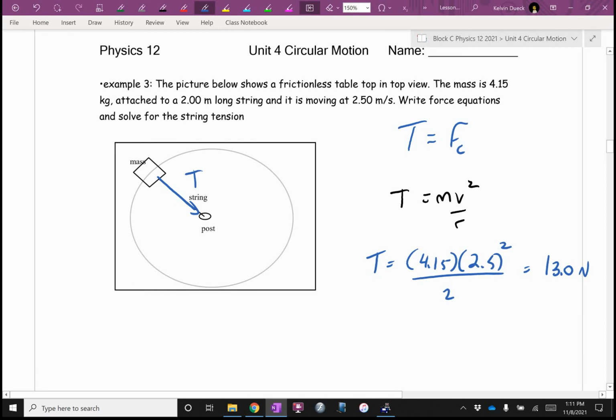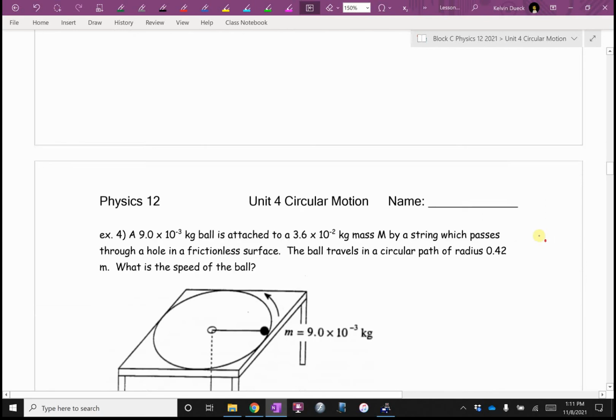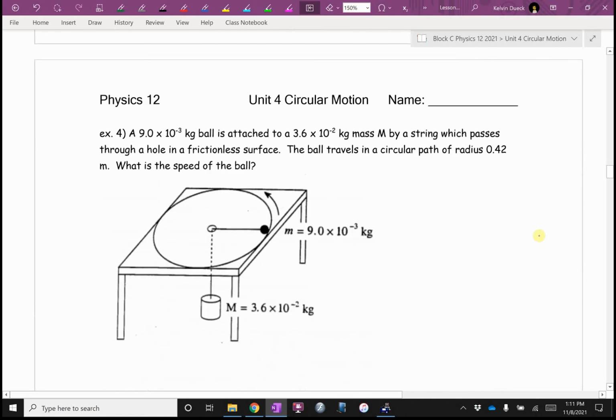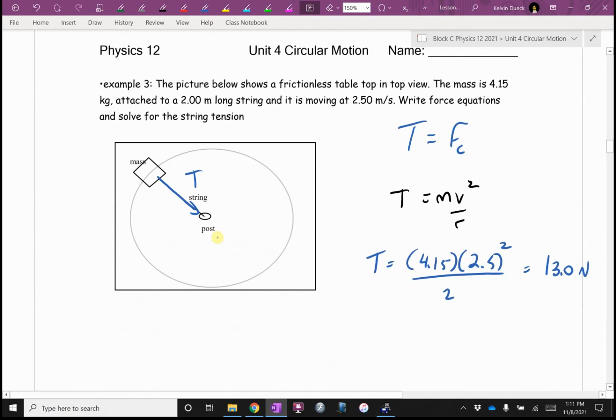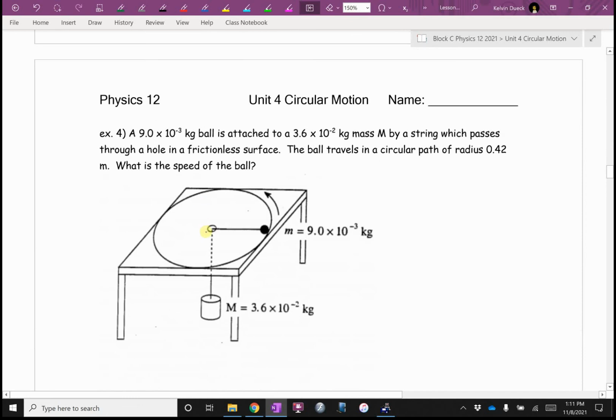I kind of like that question. But yeah, a little easy. Let's go to a more interesting application. So example 4, same kind of idea, but now we have an extra, sorry, I'll scroll back, 13.0. Okay. In example 4, instead of having the string attached to a post, we've drilled a hole through the table, and we have a larger mass hanging down.